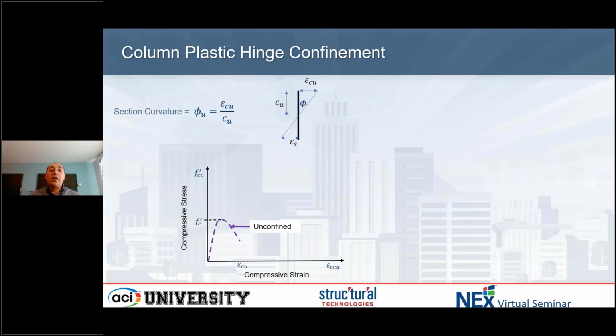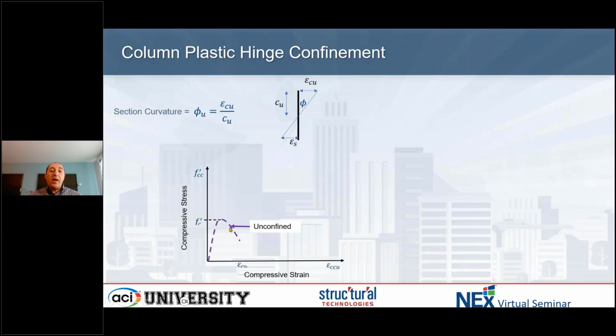The curvature, now I'm looking at that cross section at the base of the column. That section, when it goes through rotation, has an ultimate strain and a depth of neutral axis. And that curvature I can calculate, which is basically, since it's a small angle, equal to the tangent, equal to the strain divided by the depth. That will help me calculate that. So if I know what that strain is, I can calculate that curvature, and from that, the rotation.